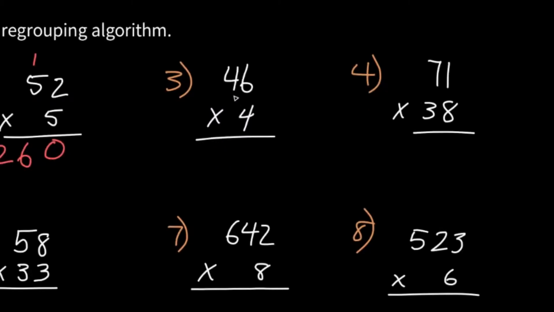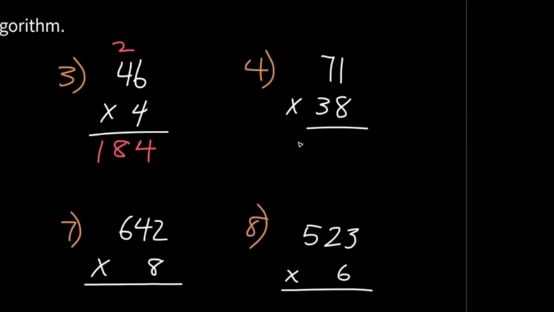Number 3, 46 times 4. So we're going to multiply the ones together first. 4 times 6 is 24. So we carry the 2. 4 times 4 is 16. Plus that 2 is 18. The result is 184.